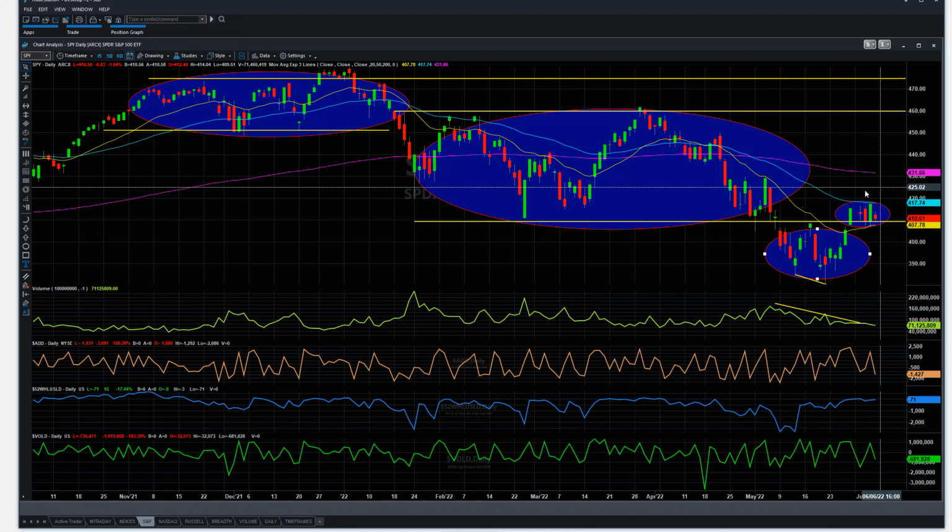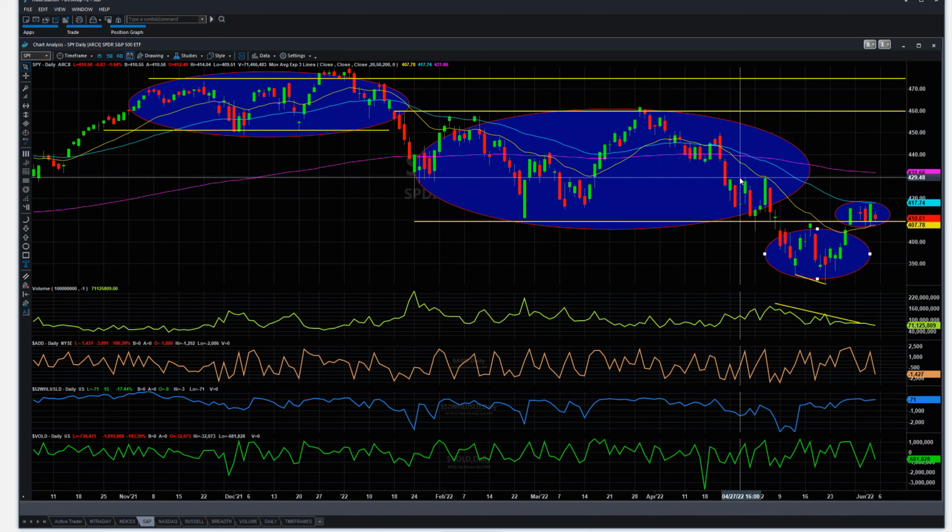Now, the next short-term upside resistance is going to be about the 430 area, which is this next lower high, which would be extremely important. And I would suggest a breakout of the 420 area would suggest a test of 430. Breakout of 430 would then suggest that we're going to test 460.